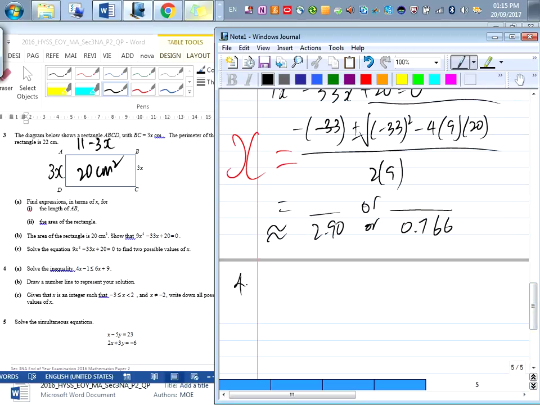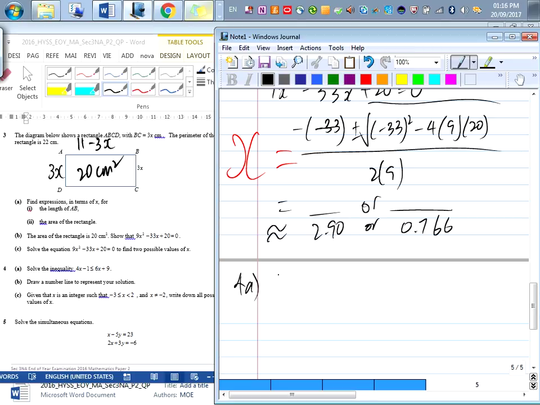Now, question 4a. Solve the inequality. This one is lower secondary, right? So go and revise. You will be tested on your lower secondary topics. I cannot tell you the topic.